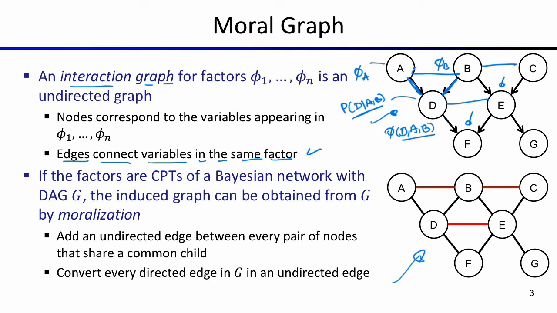In the case of the Bayesian networks, what we do is first convert the Bayesian network into a Markov network by doing this process of moralization. And you're going to see that the definitions that work for the interaction graph will also work for the Bayesian networks. So it will be fine.